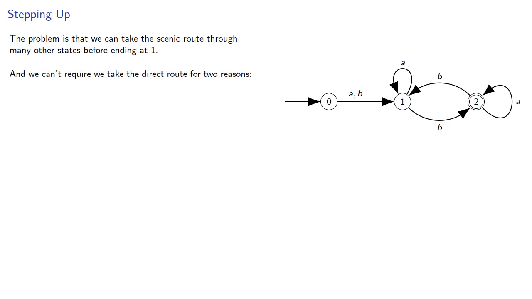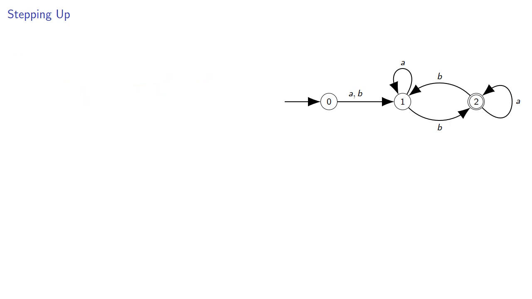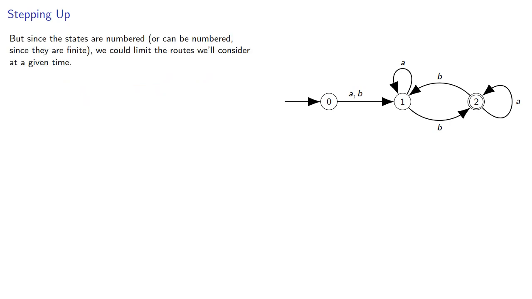And we can't require that we take the direct route for two reasons. First, it might end up excluding some strings from our language. And second, what does that mean anyway? So let's think about that. Since the states are numbered, or they can be numbered since they are finite, we could limit the routes we'll consider at any given time. This will work as long as we eventually include all routes.